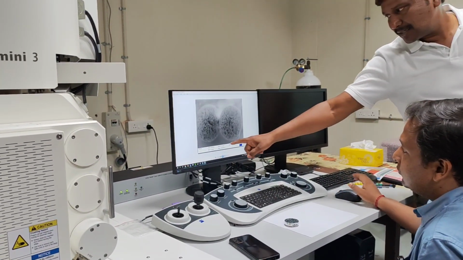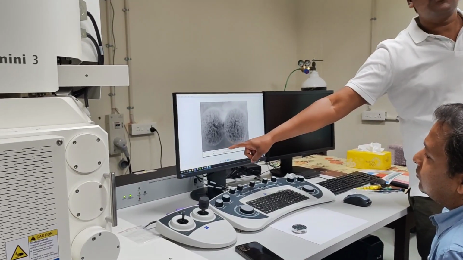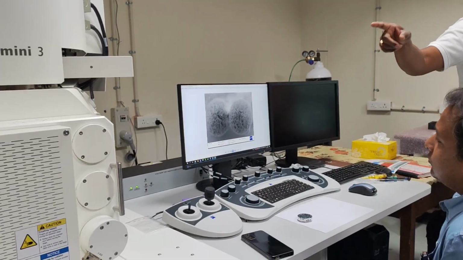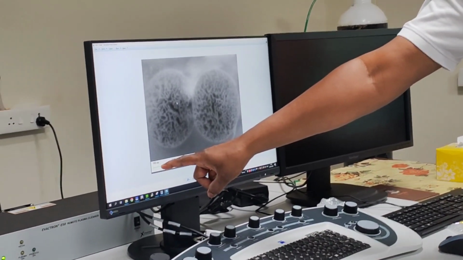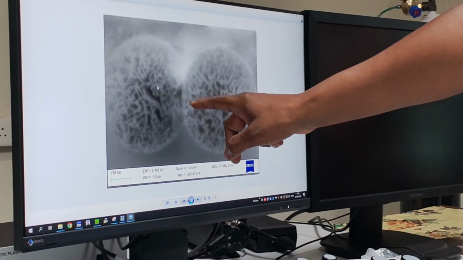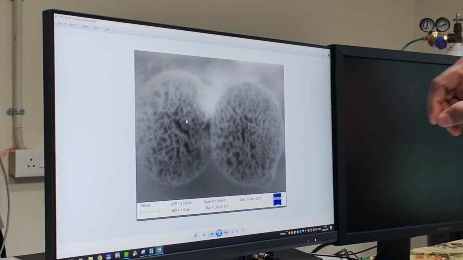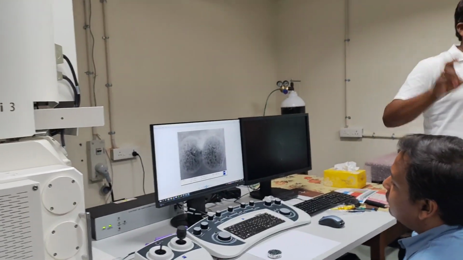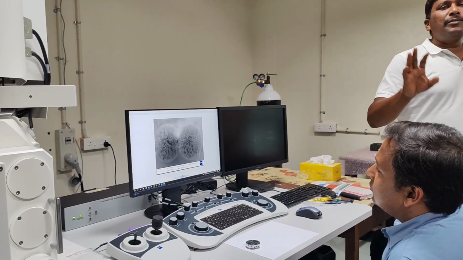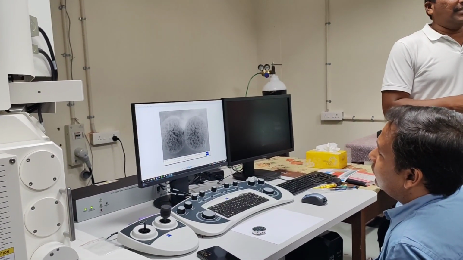In that case, even the systems are capable of handling 100 volts. I am talking about a system capability of 30 kV. But in images at 100 volts, you see the scale bar is 100 nanometers. That means the distance between the pores is even less than a few tens of nanometers. So such high resolution images are also very much possible with these FESEMs.